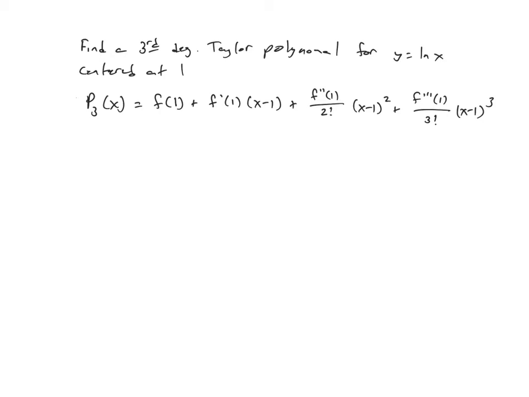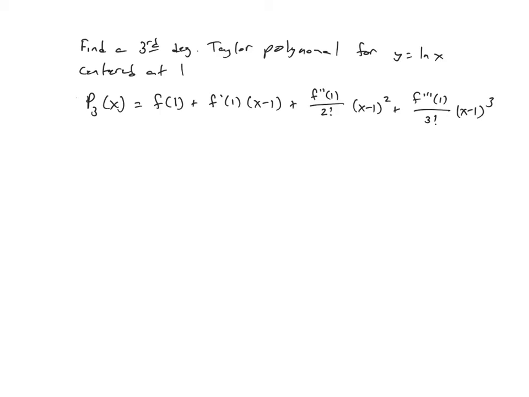We know that the third degree polynomial is going to take the form of f of 1 plus f prime of 1 times x minus 1 plus f double prime of 1 over 2 factorial times x minus 1 squared plus f triple prime of 1 over 3 factorial times x minus 1 to the third power. This is a general form of our third degree Taylor polynomial for the natural log of x. And so what we need to do is evaluate those.